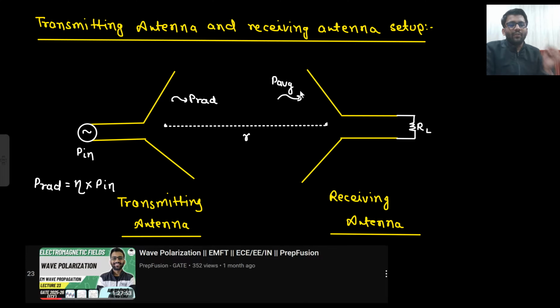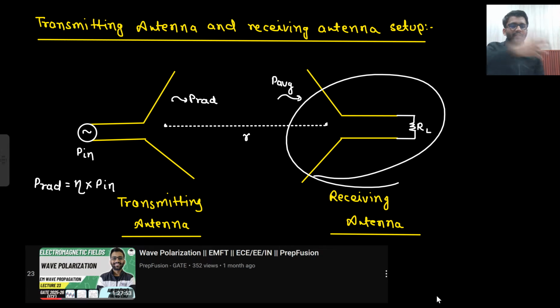Now in this chapter, what will we do? In the previous chapter, there was only one antenna. Now in this chapter, there will be a receiving antenna as well. Like this antenna is transmitting EM wave energy and this antenna is receiving EM wave energy.